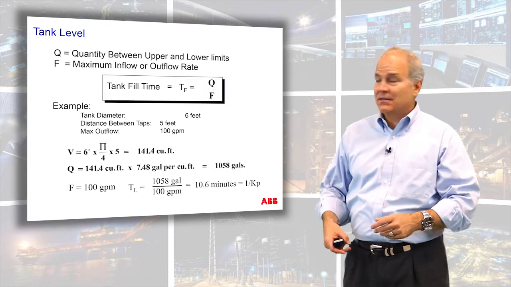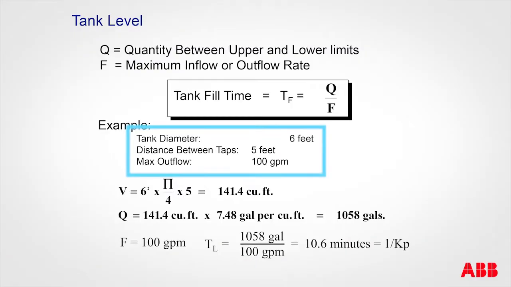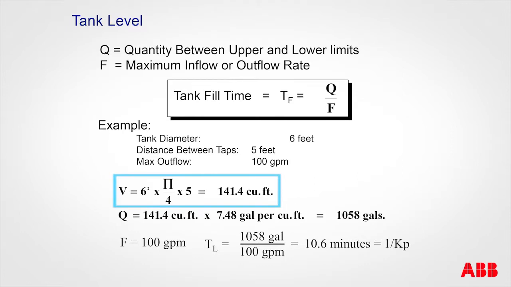So here you can see I've got an example where I have a tank diameter of 6 feet, which would be a radius of 3 feet. The distance between the taps is 5 feet, and I have 100 gallons per minute. For the guys that use the metric system, this is even easier. But what we have here is we can calculate the volume. In this case, it's this many cubic feet, that's pi r squared h. But we have to calculate our flow in gallons, and there's 7.48 gallons per cubic foot.